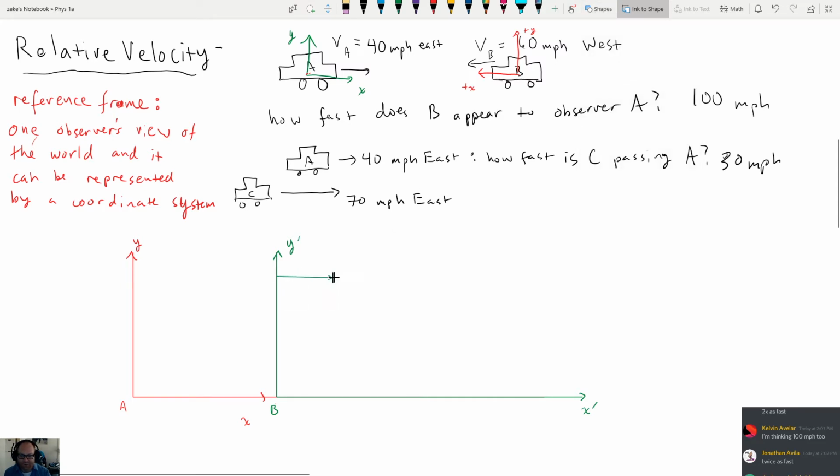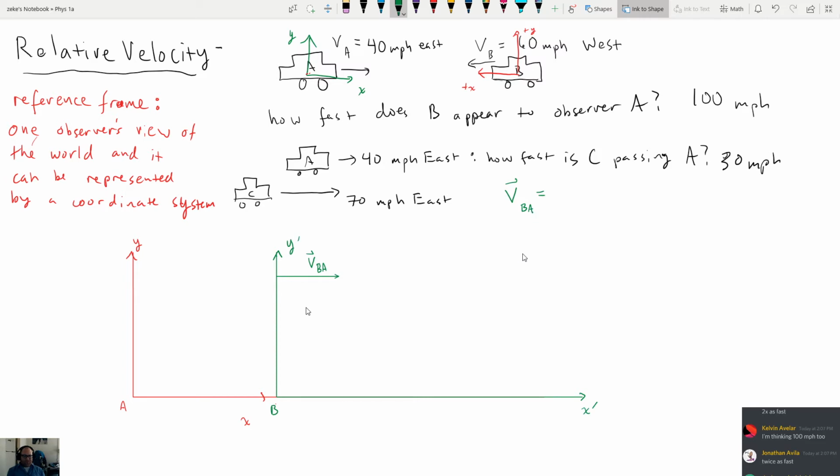So we'll throw on here a little vector and say that the B coordinate system is moving with some velocity. And the way that I'm going to label that velocity is I'm going to say that this is the velocity of observer B relative to observer A. So that's what that symbol means. I'm going to write that over here so that you're clear with what the notation I'm using is.